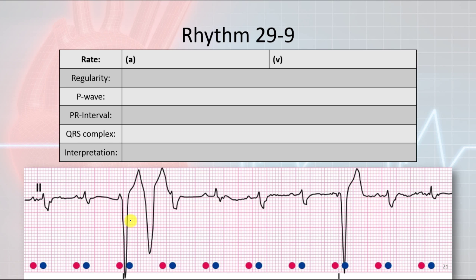This one's a little bit more complicated, but let's take it one step at a time. What is my atrial rate? 1, 2, 3, 4, 5, 6, 7.